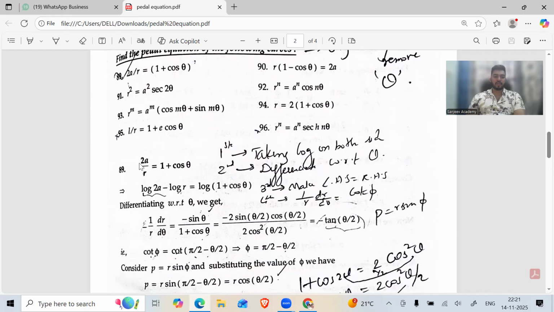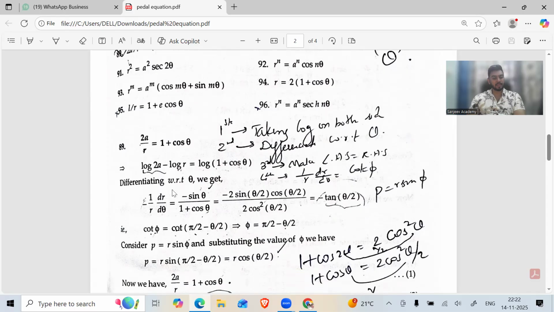So we took this, log of 2a/r. Log a/b, what is the formula? Log a minus log b. So log 2a minus log r is equal to log of what? Log of 1 + cos theta. I got that. Clear? Then I'll differentiate with respect to what? Theta.